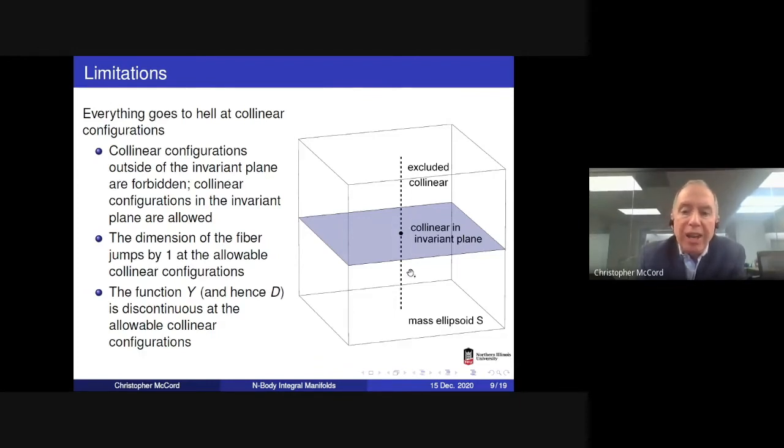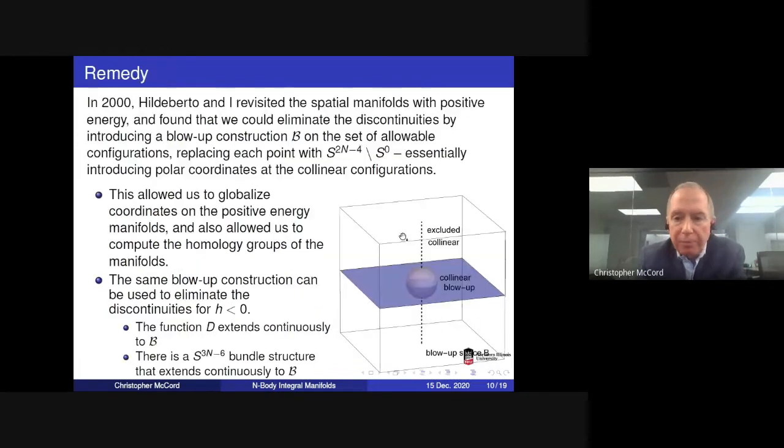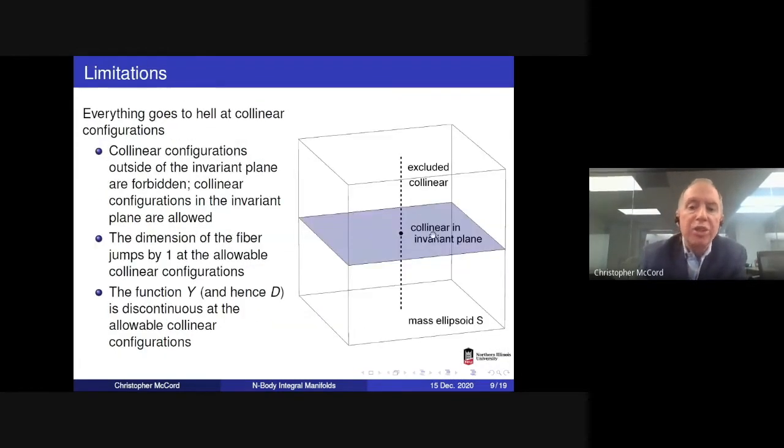So in your mass ellipsoid, you have to delete this dotted line, or it's actually a submanifold of dimension n, which then you have to put back in the collinear points in the invariant plane. So now you have an allowable space where you have deleted a closed set initially, but then you've put back in a closed subset of that closed set. So you have a set of allowable configurations which is neither open nor closed.